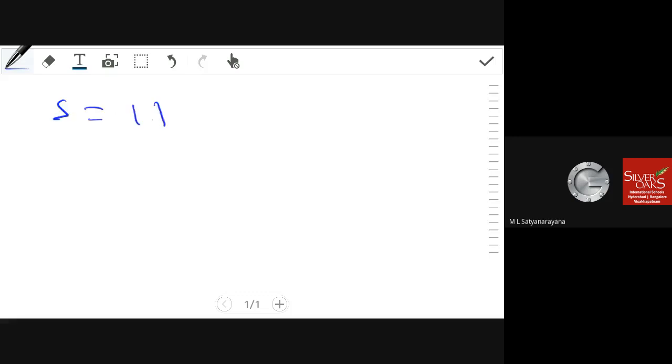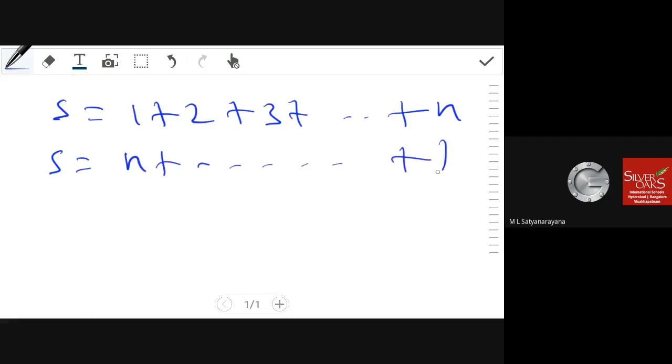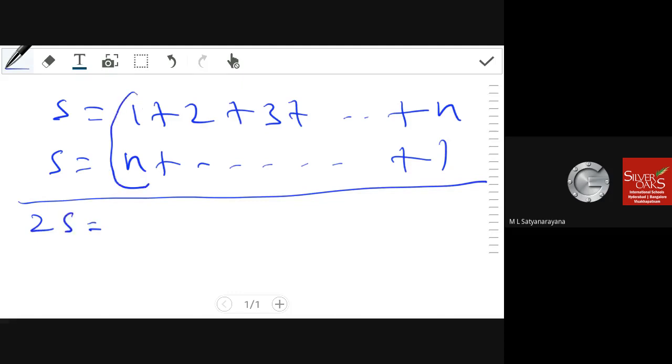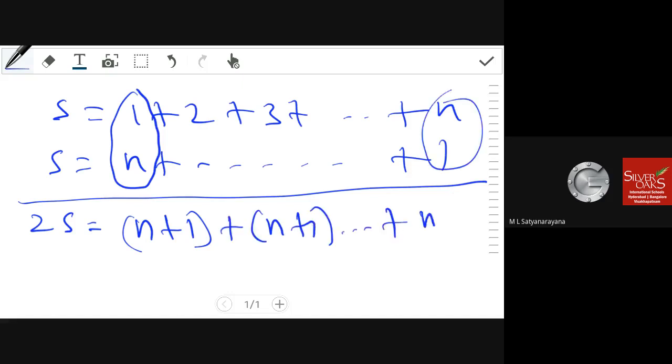If you remember, 1 plus 2 plus 3 so on up to n. Now we know that this series is in AP. How to find the sum of this? I told you to reverse it first, then add. If you remember, 2s is equal to, if you add the first terms, it is n plus 1. Similarly, if you add the second terms, you get n plus 1. The last ones also, if you add, it will be n plus 1. This is the review. So 2s is equal to n plus 1, so on up to n plus 1.